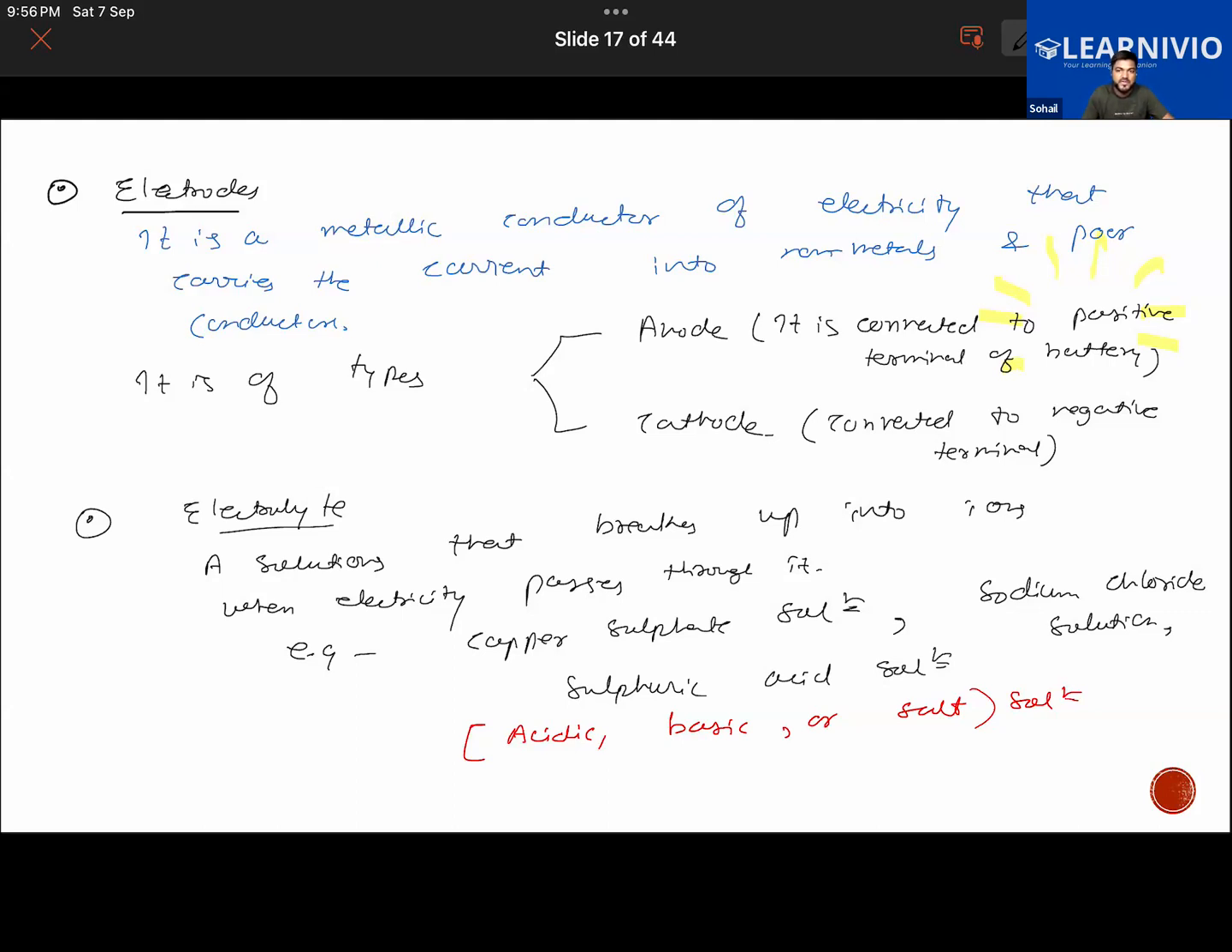By the way, Ibrahim, tell me, will sugar solution be an electrolyte? Is it a good conductor? Aisha, you can also answer this. And Vaiga, you also. No, sir. Sugar solution is not a good conductor of electricity, so it will not be taken as an electrolyte. Keep that in mind.